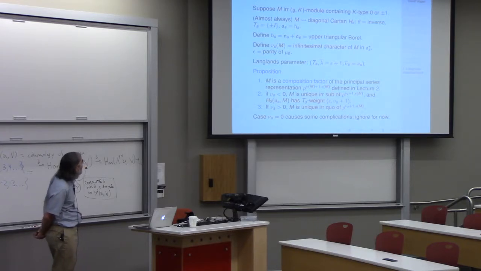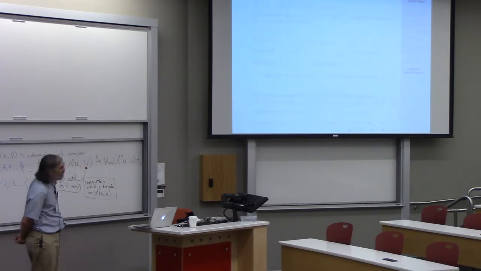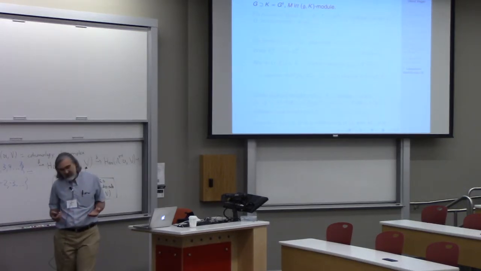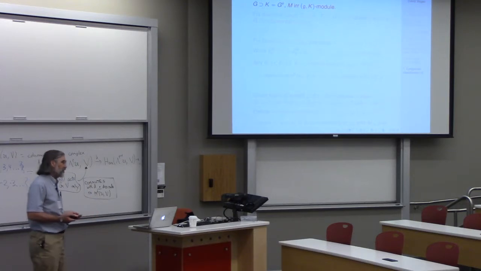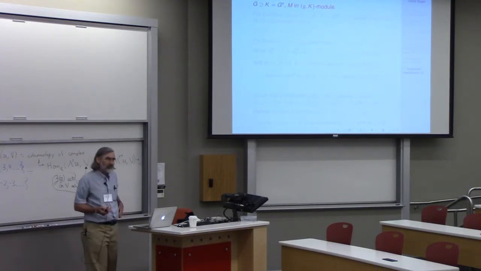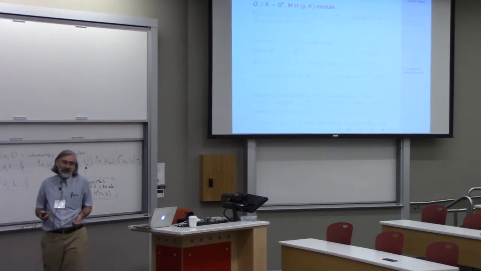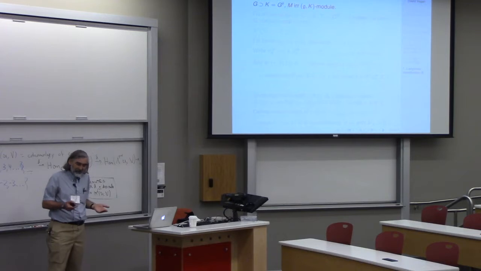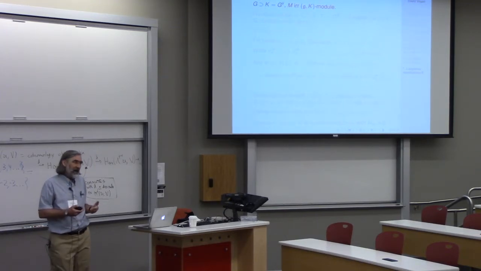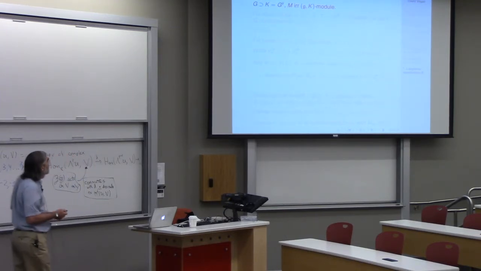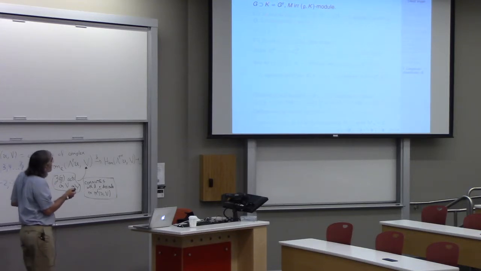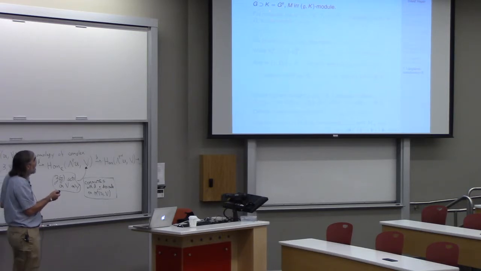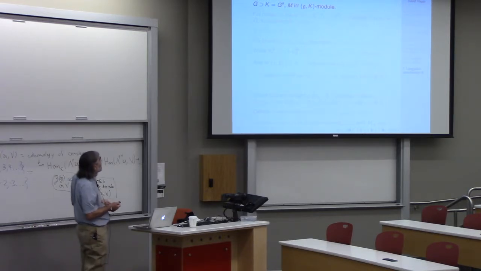Okay, so what do you do for a general group? The big idea for SL2 was looking at the smallest representation of K that occurs. So I want to do that for a general G. So I need to have a way to say how big a representation of K is. So I've got this complex reductive G, the fixed points of theta, and this irreducible GK module.